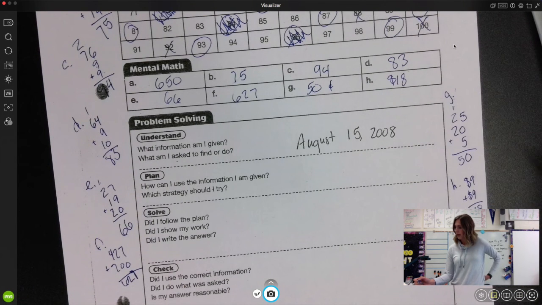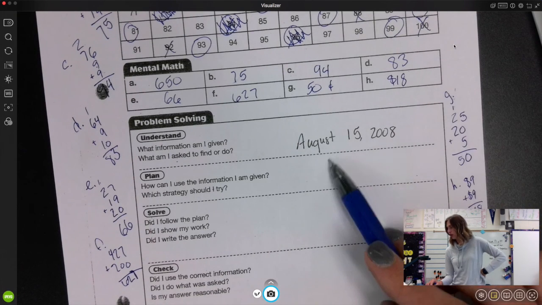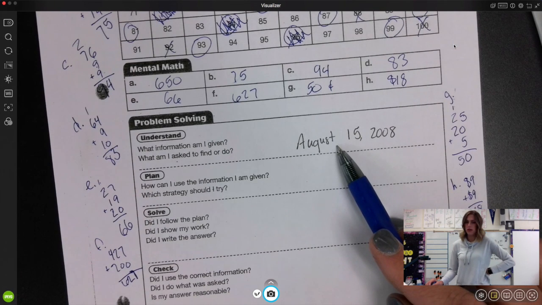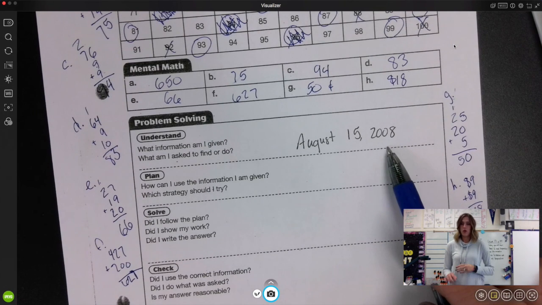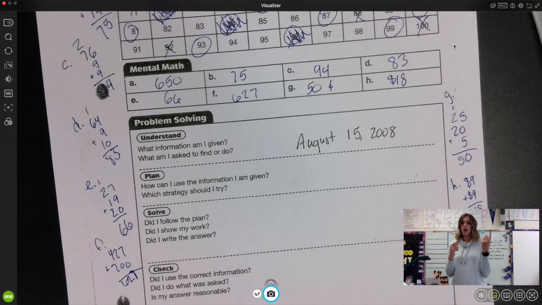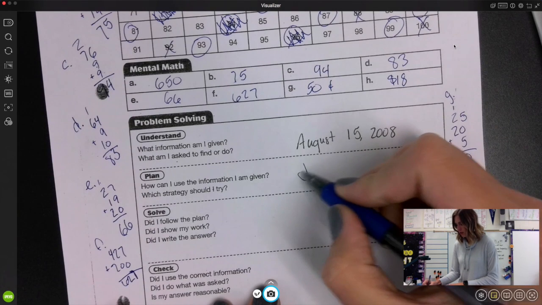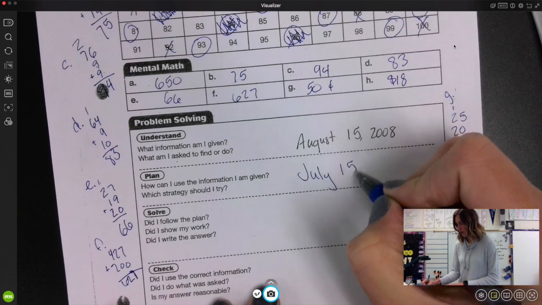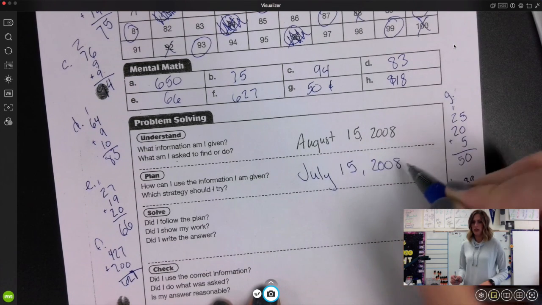Our problem of the day says choose an appropriate problem-solving strategy to solve this problem. Name the date that is 11 months after August 15th, 2008. 11 months after. So we could say 12 months after August is still August. So 11 months after would be what's right before August. What month comes before August? Well, July. So we would say July 15th, 2008.